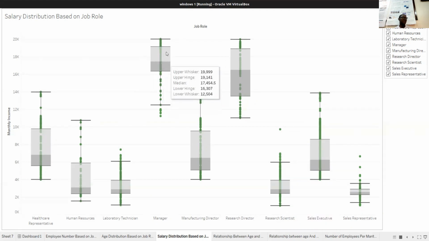And then lastly, about the box plots, we see that again the managers have the highest salary, with a median of 17.5K. There are a few exceptions, the low earners, and I think it would be interesting to investigate and understand why we have these managers that earn relatively low monthly income.